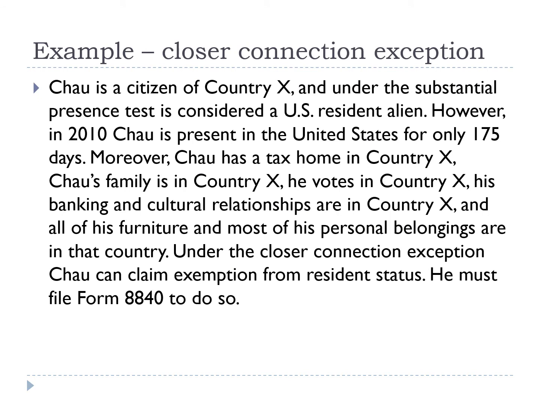Chow is a citizen of country X and under the substantial presence test is considered a U.S. resident alien. However, in 2010, Chow is present in the United States for only 175 days. Moreover, Chow has a tax home in country X. Chow's family is in country X, and he votes in country X, and his banking and cultural relationships are in country X, and all of his furniture and most of his personal belongings are in country X. Under the closer connection exception, Chow can claim exemption from resident status. He must file Form 8840 to do so.